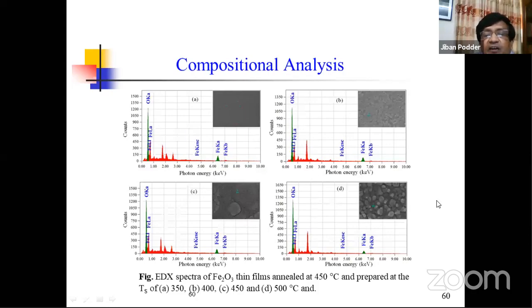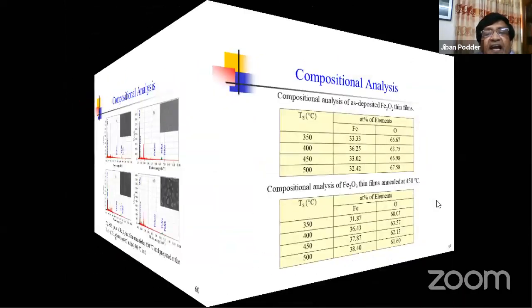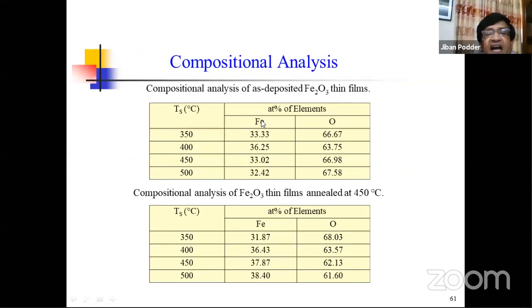It gives you the composition of the elements, and mainly the composition is iron and oxygen. We eliminated the other impurities, like those from the glass substrates. If we use glass, we have calcium, magnesium, or other impurities from the substrate, but we removed those impurities. So the main stoichiometry of this film is iron and oxygen. These are the stoichiometric conditions, the atomic percentages of iron and oxygen.